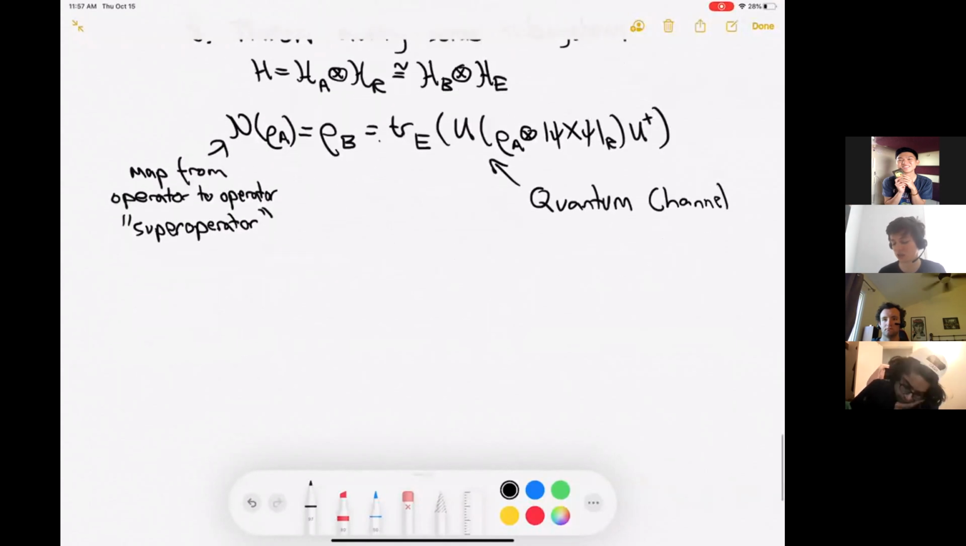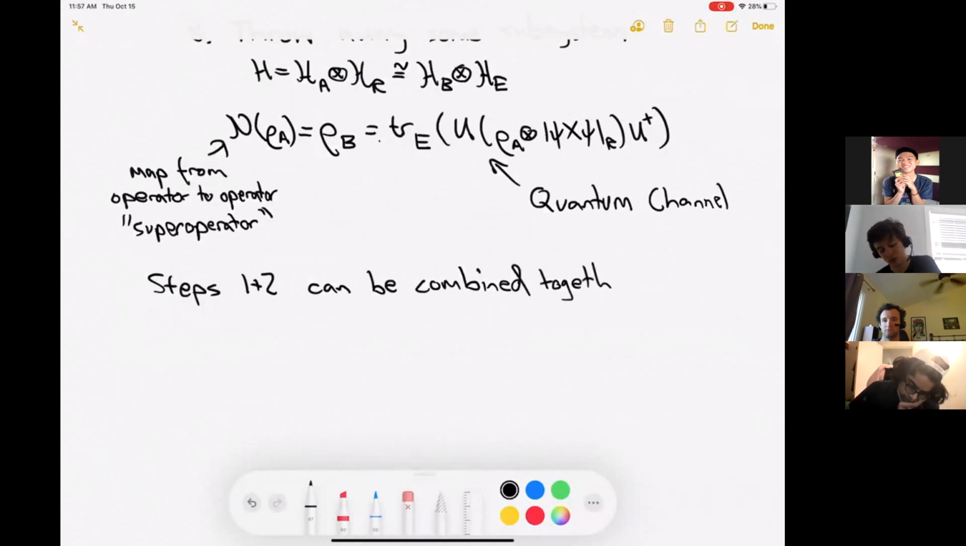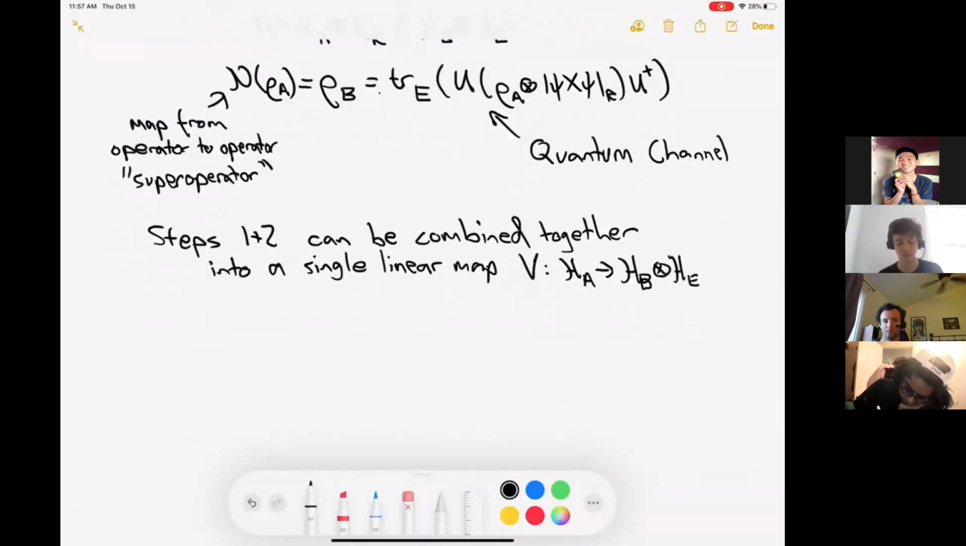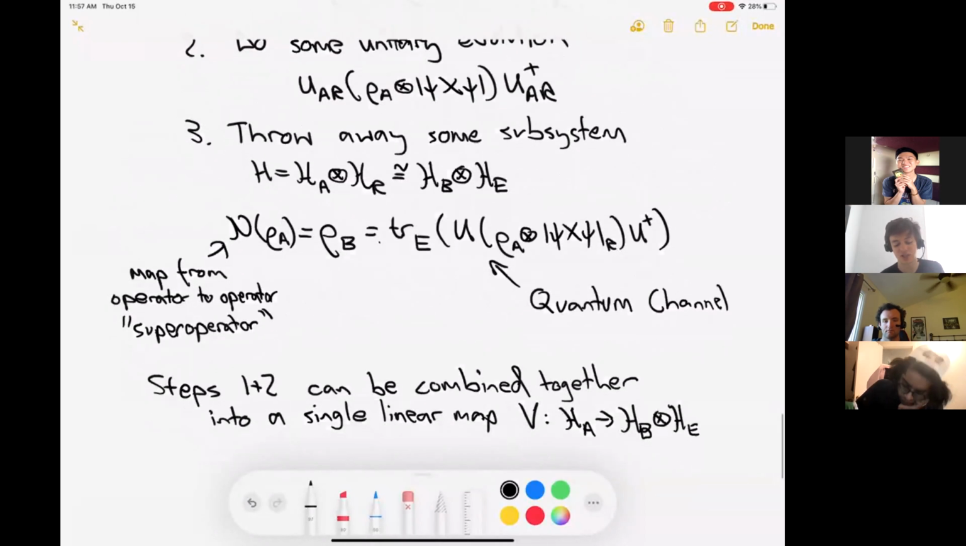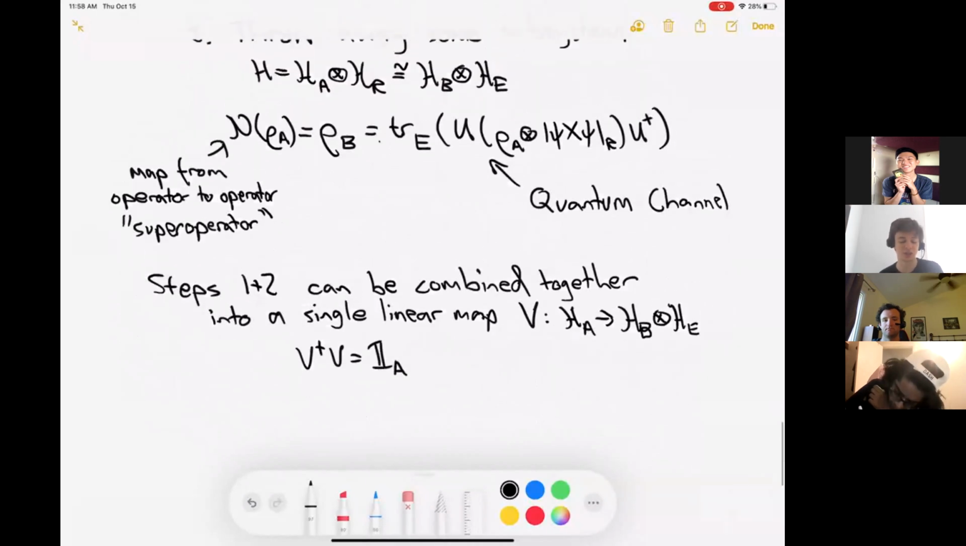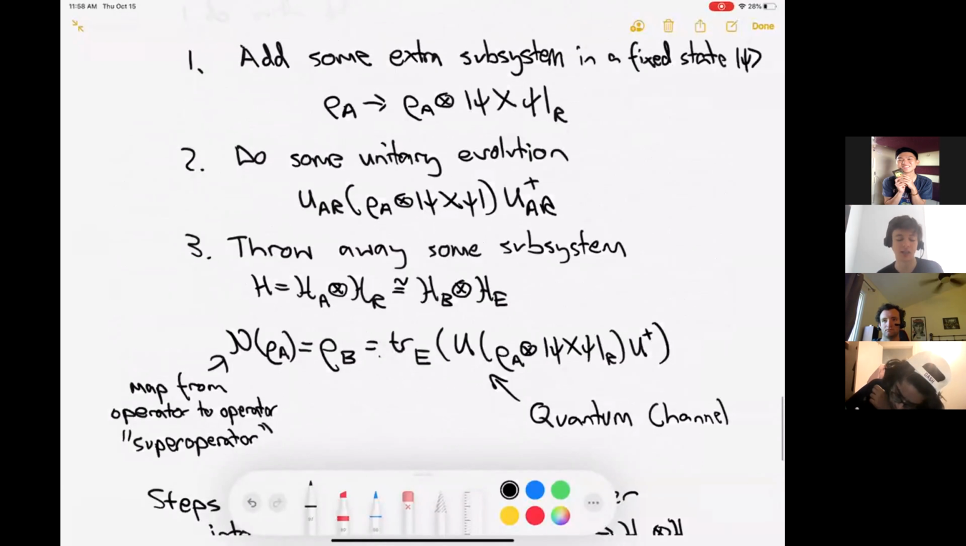So this is kind of complicated, having it in three steps. Steps 1 and 2 can actually be nicely combined together into a single linear map that I'm going to call V, that takes H_A into H_B tensor H_E. This lets us stop talking about R entirely. The only extra property we need to require is that V dagger V is equal to the identity on A. This ensures that V can be thought of as adding in some extra fixed state psi and then applying a unitary operator.